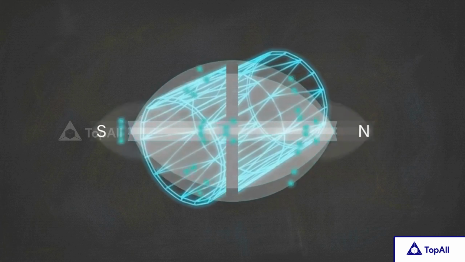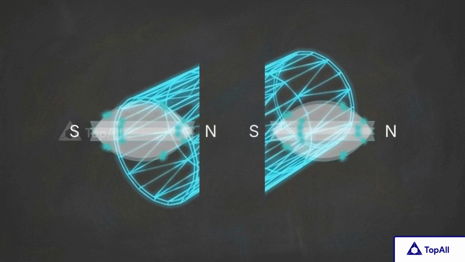Think about what happens when you slice a continuous coil of wire in half. You haven't separated the poles. You've created two shorter solenoids. The field lines immediately reroute, maintaining a continuous entry and exit point for each new half.